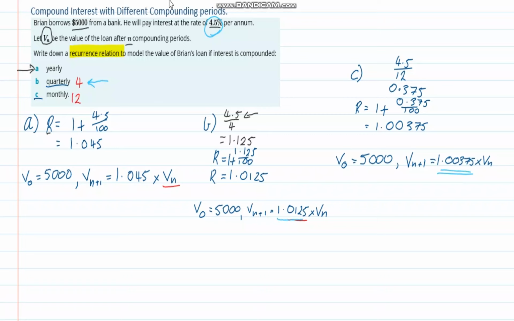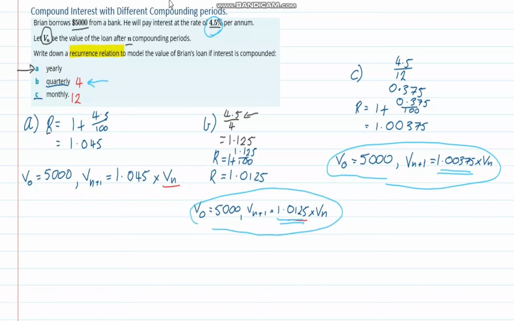And it means that if you were calculating the interest for the year, this one would be calculated 12 times. This one would be calculated 4 times. And this one would be calculated just the once. Effectively, all 4.5% per annum interest, but applied multiple times a year in Part B and C's cases, which makes a difference to the overall interest accrued for the year.